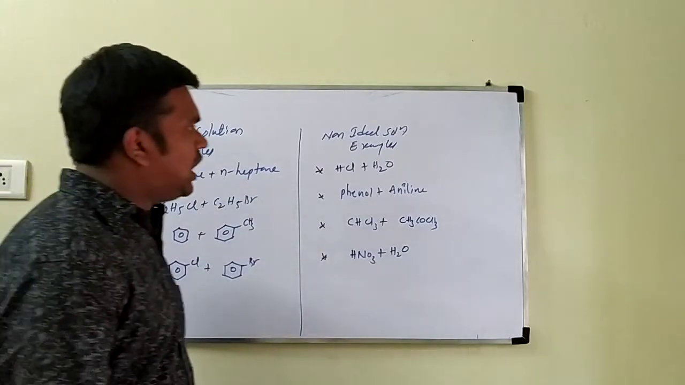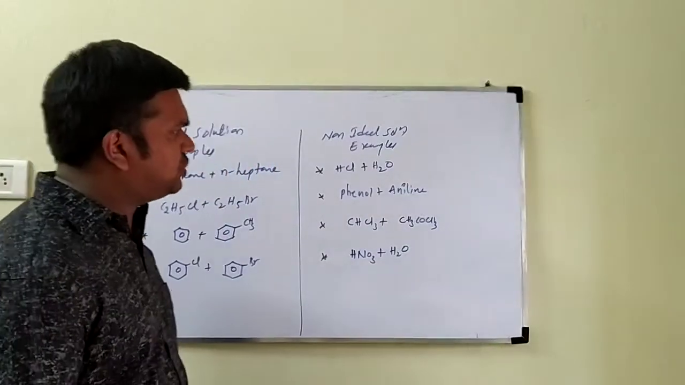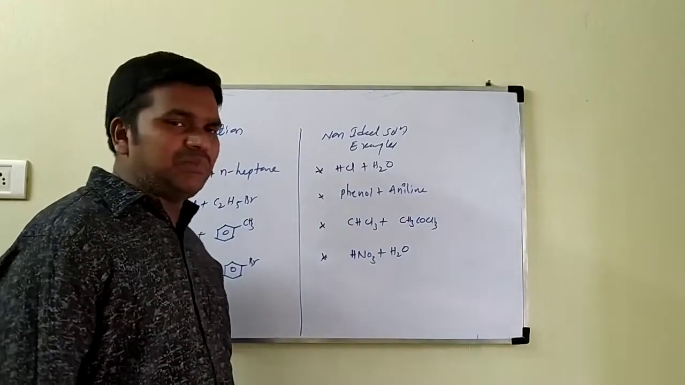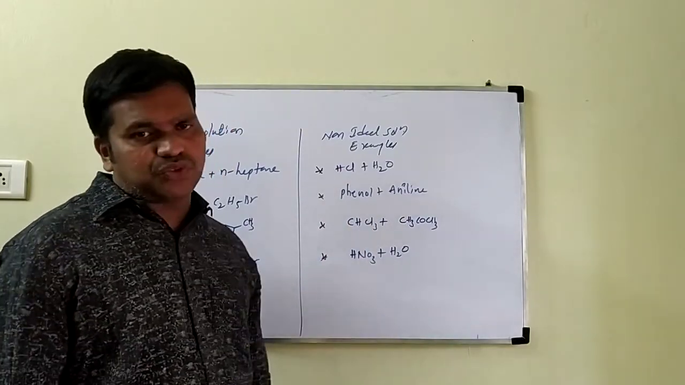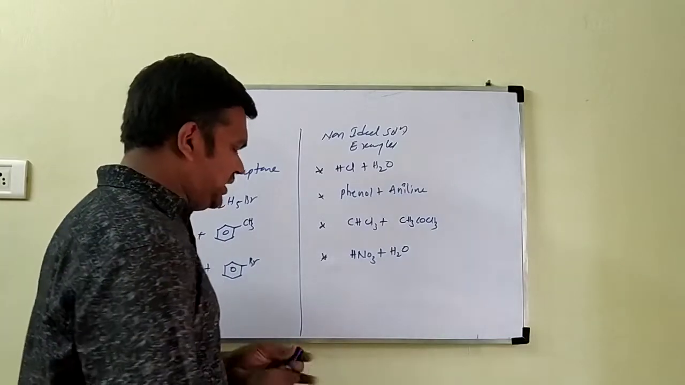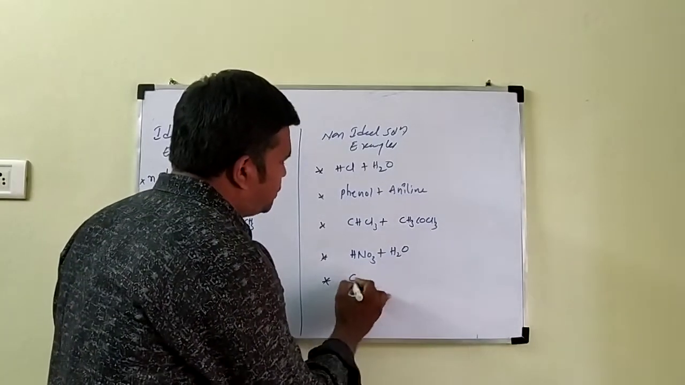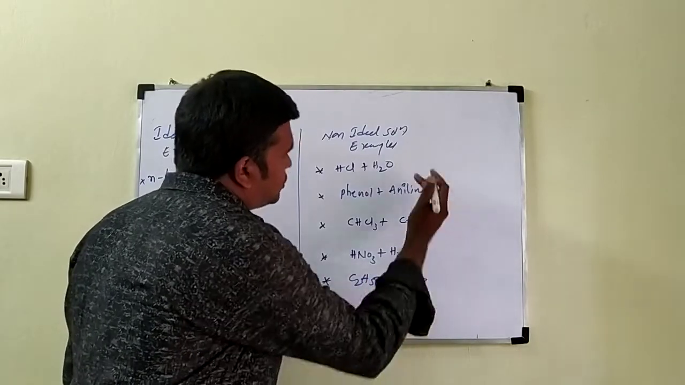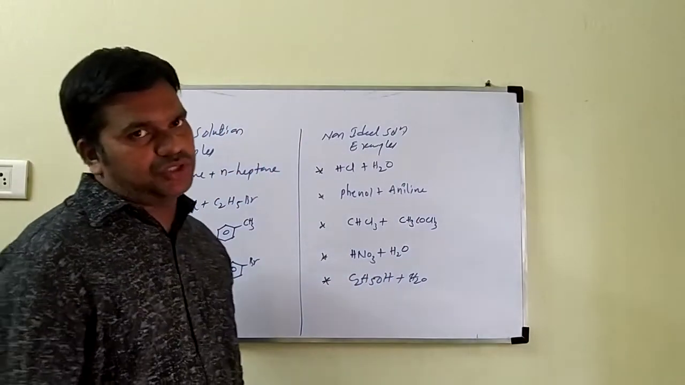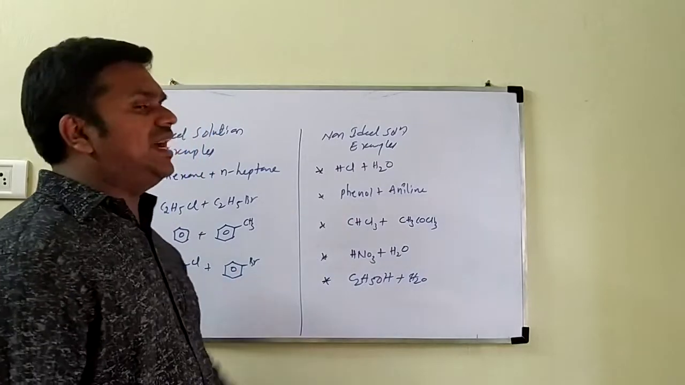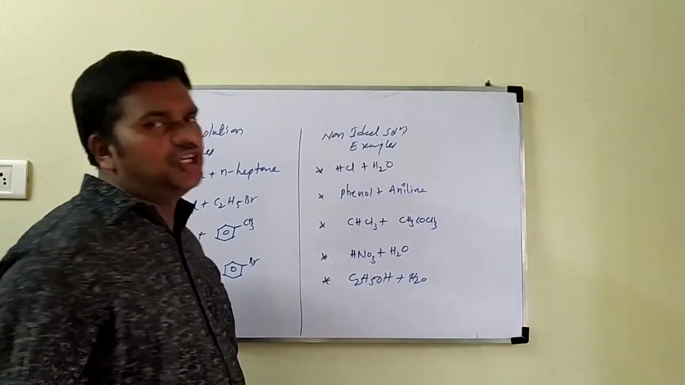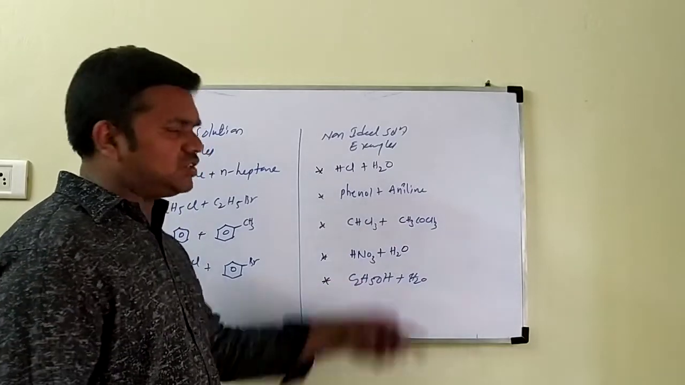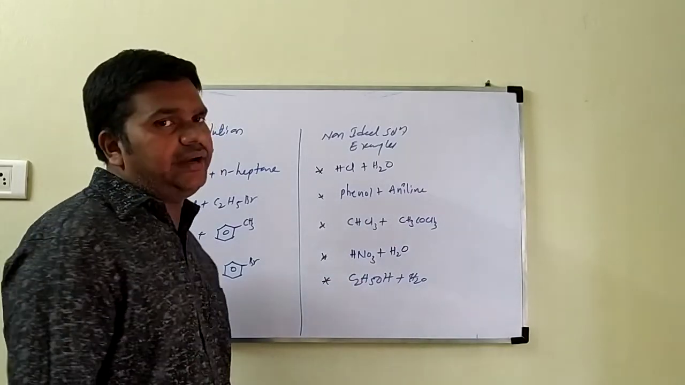Come to the non-ideal solution. For non-ideal solutions you can take HCl plus H2O, phenol plus aniline, chloroform plus acetone, and HNO3 plus H2O, and you can take ethyl alcohol also, C2H5OH plus H2O, which also comes under non-ideal solutions, because here the interactions are not similar between solute and solvent. These are some examples of which one? Non-ideal solutions.